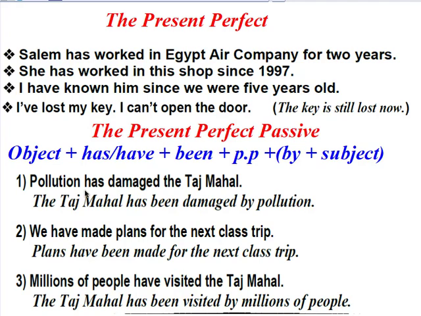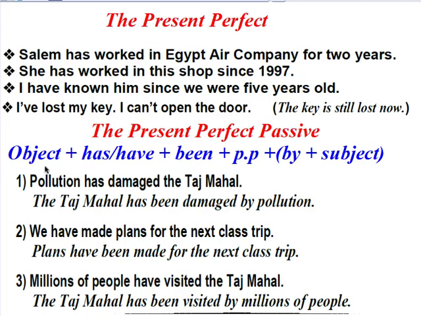So the present perfect consists of the subject plus has or have plus the past participle. Okay? This is the present perfect tense. Today we are studying the present perfect passive. It consists of the object plus has or have plus been plus the past participle.